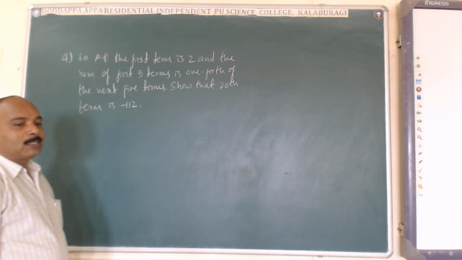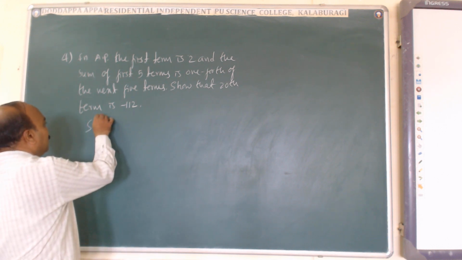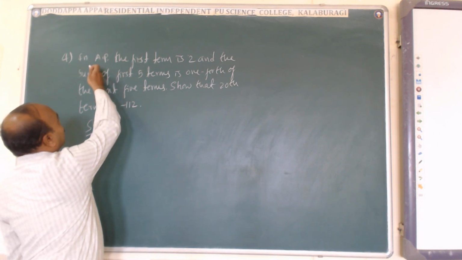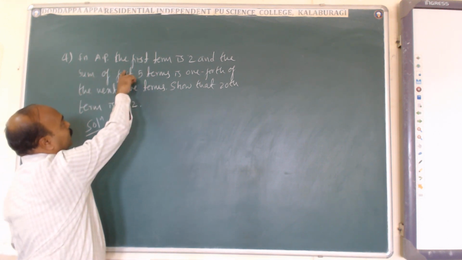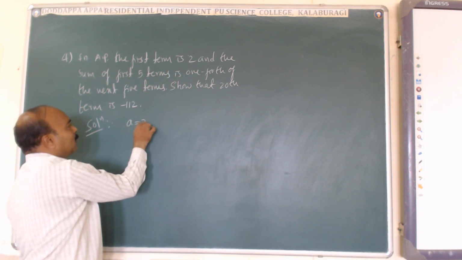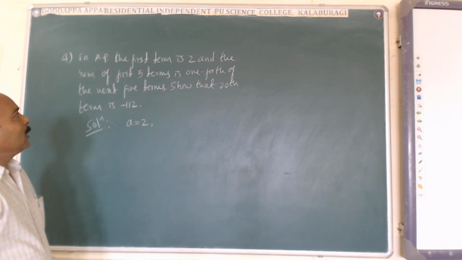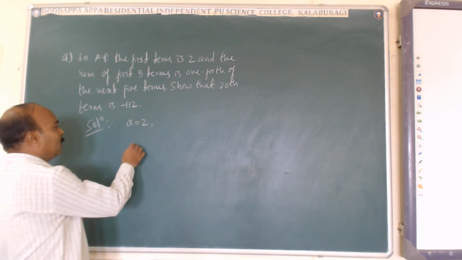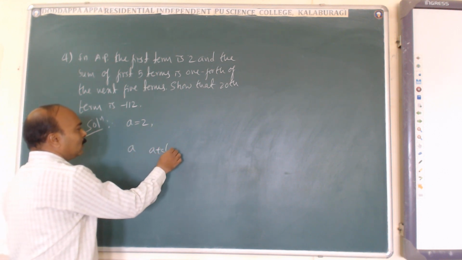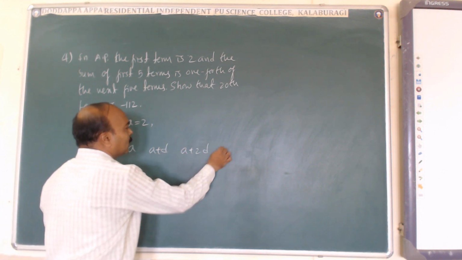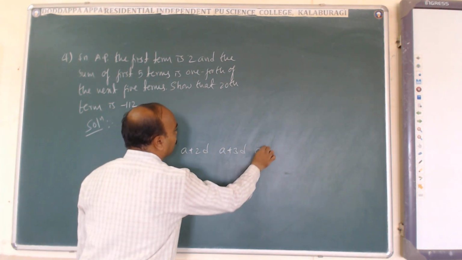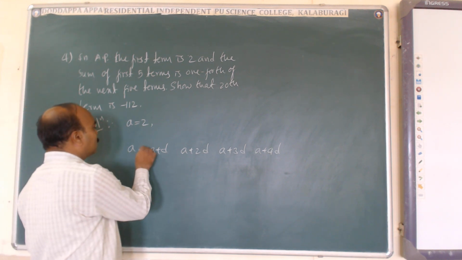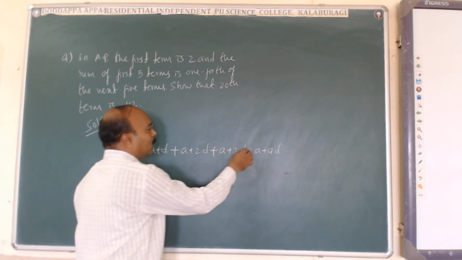Now we go for the given conditions for solving this example. First we write down what the given conditions are. It is given that the first term of the AP is 2, that is a equal to 2. After that, the sum of the first 5 terms of the AP: a, a plus d, a plus 2d, a plus 3d, a plus 4d. These are called the first 5 terms of the AP. Sum of these terms means you can add them.